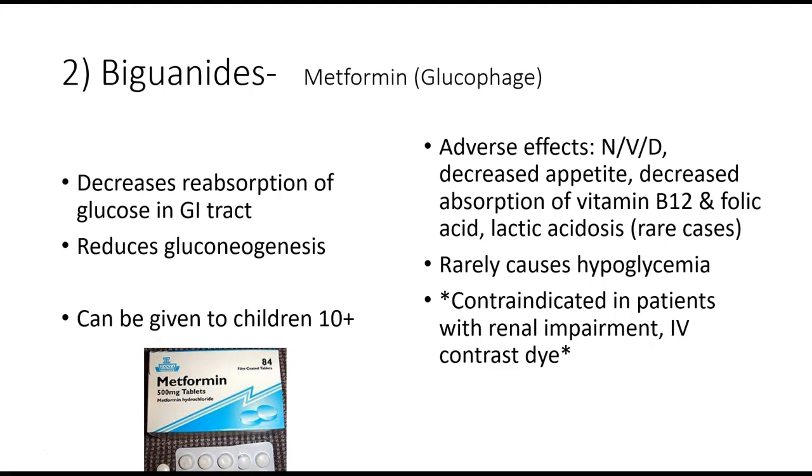So the adverse effects you are going to expect are related to the GI tract: nausea, vomiting, diarrhea, also decreased appetite, decreased absorption of vitamin B12 and folic acid. And in rare cases, this can cause lactic acidosis. For whatever reason, metformin can increase the lactic acid production in the body. And this is especially true in patients with liver and renal disease. This drug is also contraindicated in patients with renal impairment. It can build up to toxic levels in patients that have renal impairment because it is excreted in the kidneys.